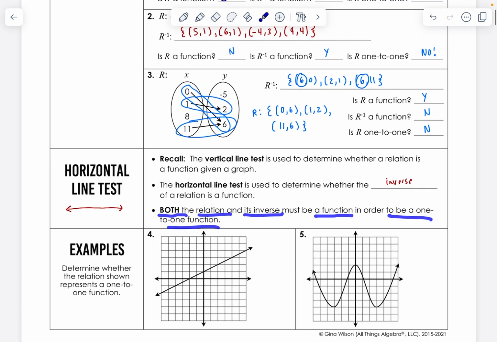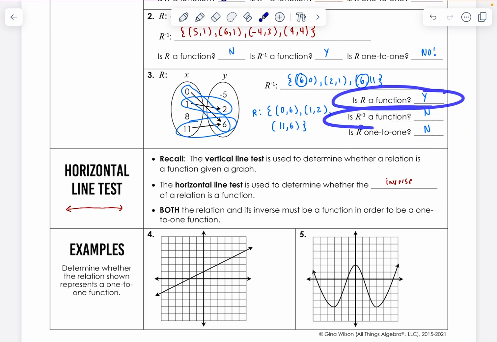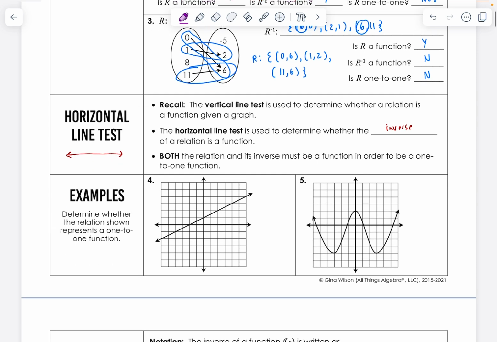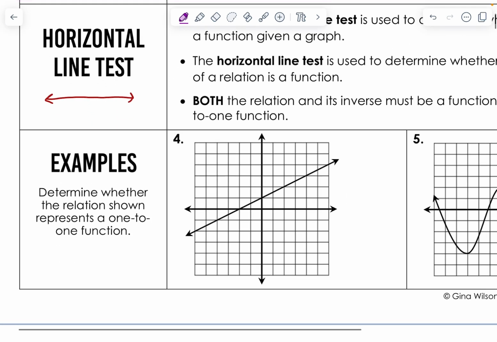And that's exactly what we had covered up here. In order to be one-to-one, our relation has to be a function and the inverse as well. But now here, they want you to think about this graphically using the vertical line test and the horizontal line test. So let's look at these two examples right here.